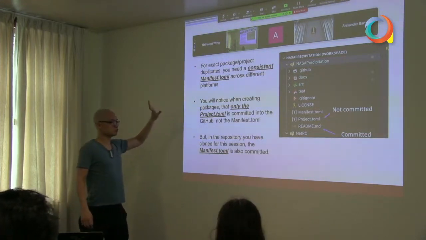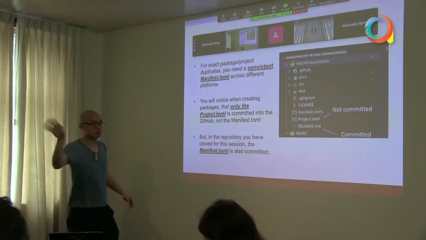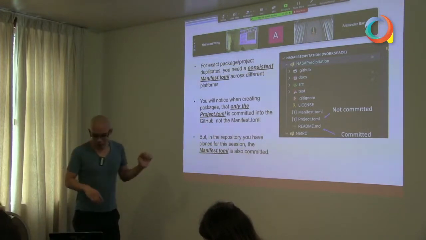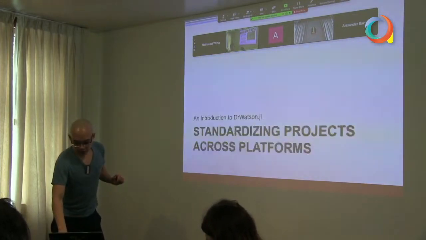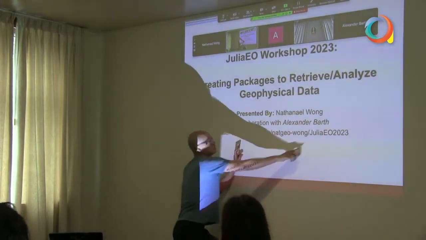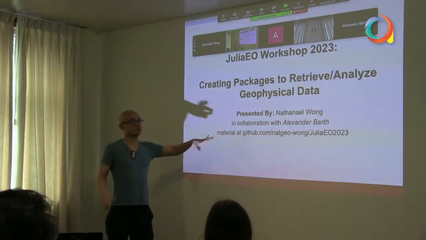This is the difference, I feel, between a package and a project. In a project, you want everything to be exactly reproducible. That's why you need the manifest to be committed. But in a package, you don't necessarily need that because you have different package versions, etc.